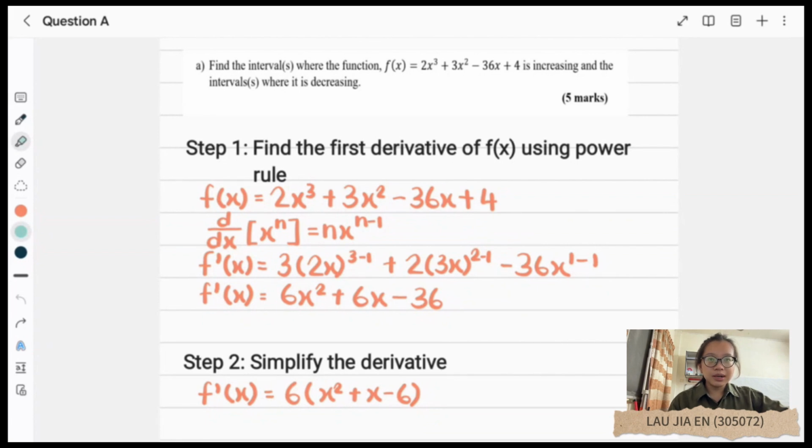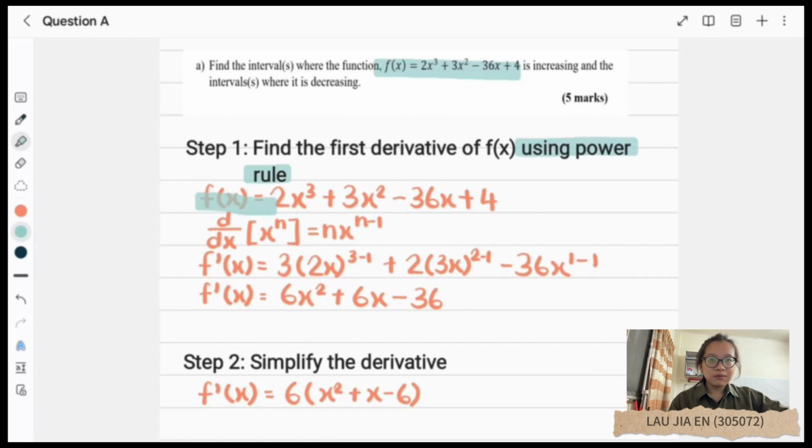I'm going to explain question A: find the intervals where the function f(x) = 2x^3 + 3x^2 - 36x + 4 is increasing and the interval where it is decreasing. In order to determine the intervals where the function is increasing and decreasing, we need to find the first derivative of the function. Step 1. Find the first derivative of f(x) using the power rule.